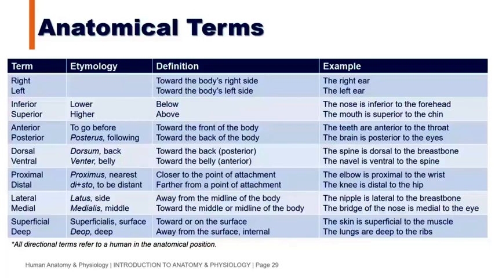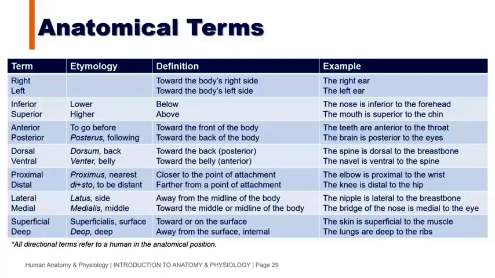And then for anterior and posterior, anterior means to go before or towards the front of the body. Remember a while ago, it's facing in front. So the teeth are anterior to the throat. Posterior, from the word posterus, which literally means following, you are basically directing towards the back of the body. So the brain is posterior to the eyes.